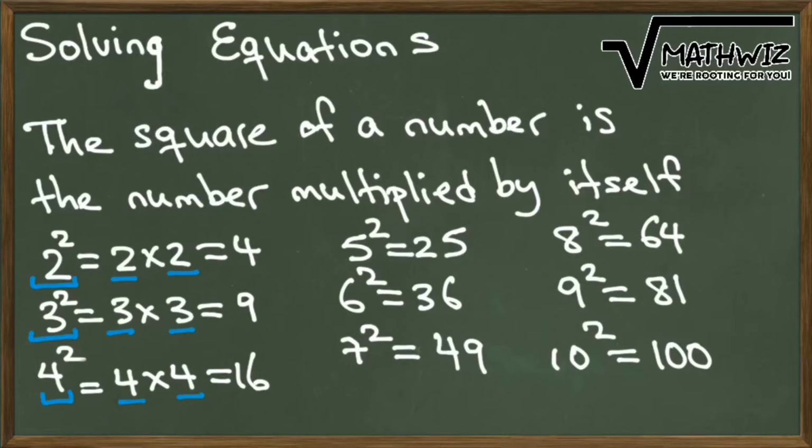5 squared is 5 times 5, which is 25. 6 squared is 36. 7 squared is 49, 8 squared is 64, 9 squared is 81, and 10 squared is 100. Usually we encourage students to go up to about 13, just knowing them off the top of your head. But if not, you can always use your calculator. All right, so now that we've cemented that, we're going to go ahead and start today's lesson.